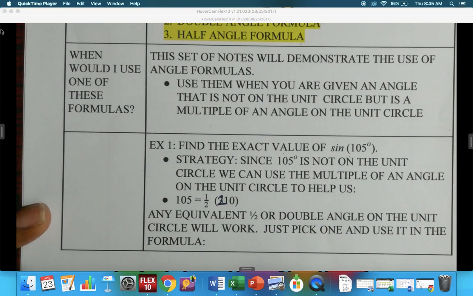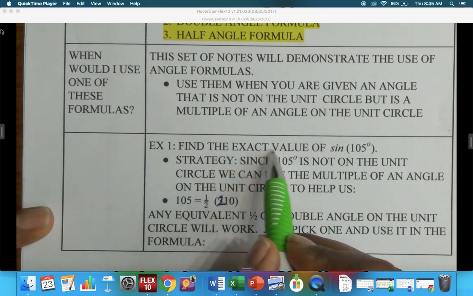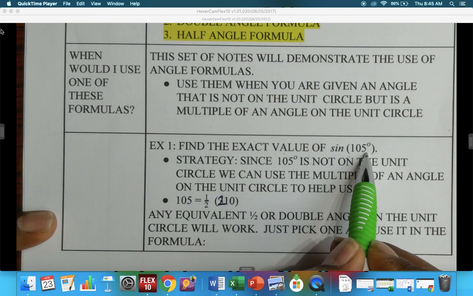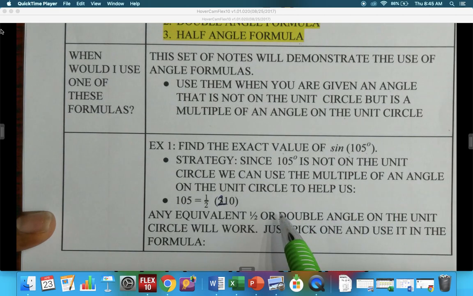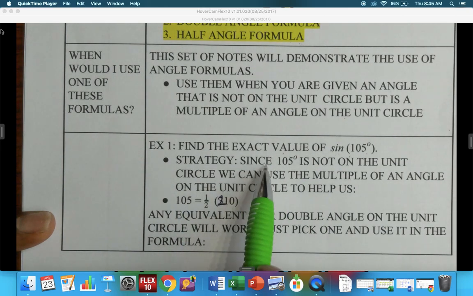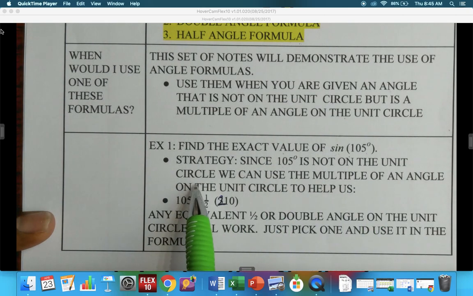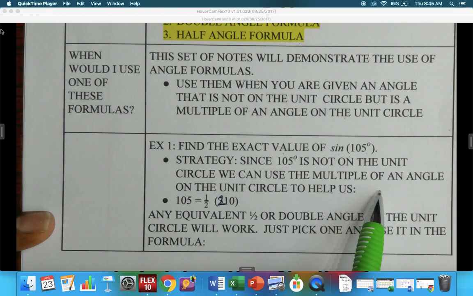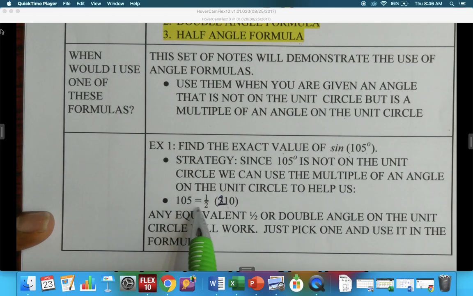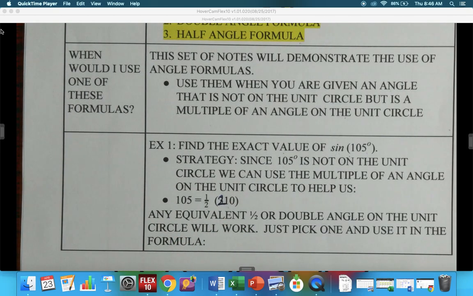So let's use the example that we had before. Find the exact value of sine of 105 degrees. We already used the sum and difference formulas to evaluate this, but let's see if there's another formula we can use. Because 105 is not on the unit circle, but 210 is, and it's half of a known angle on the unit circle, I can use the half angle formulas. I know that my angle is half of one of the special angles. Let's evaluate.